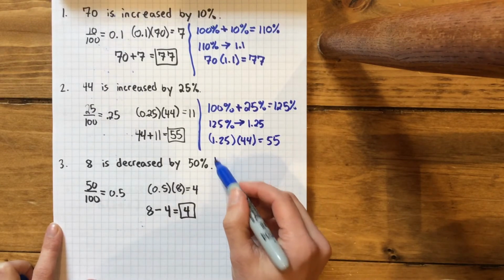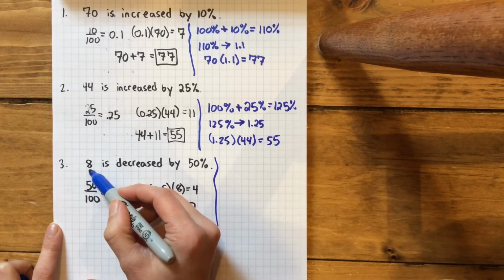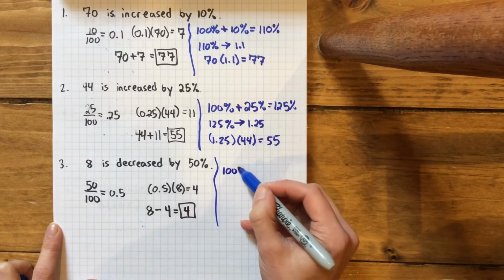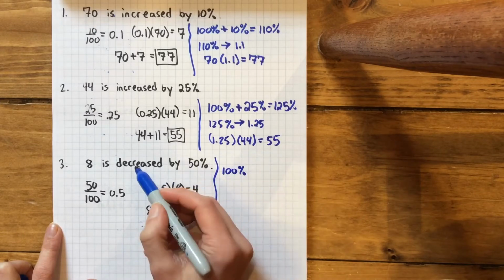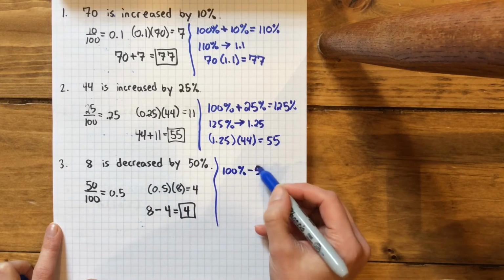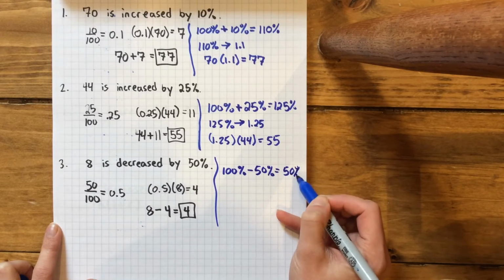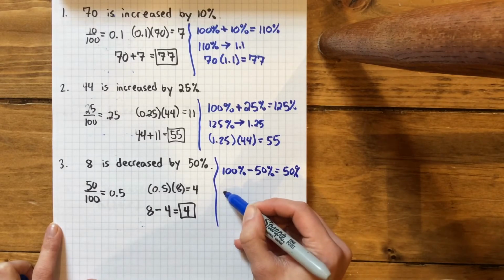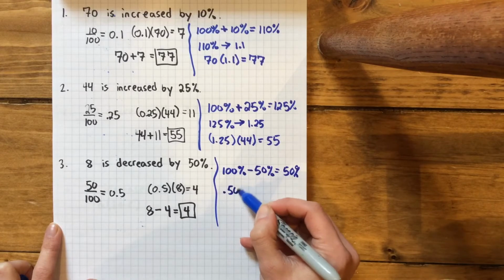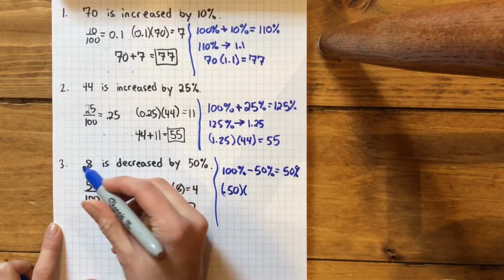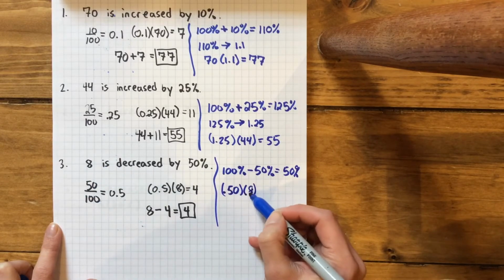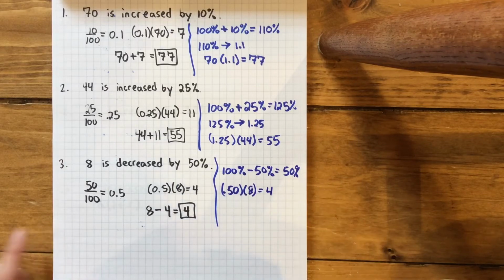It works the same way with the decrease. 8 represents 100% of what we're starting with, but we want to take away 50%, which means we are still going to have 50% left. 50% as a decimal is 0.50. We multiply that by the original amount to get 4.